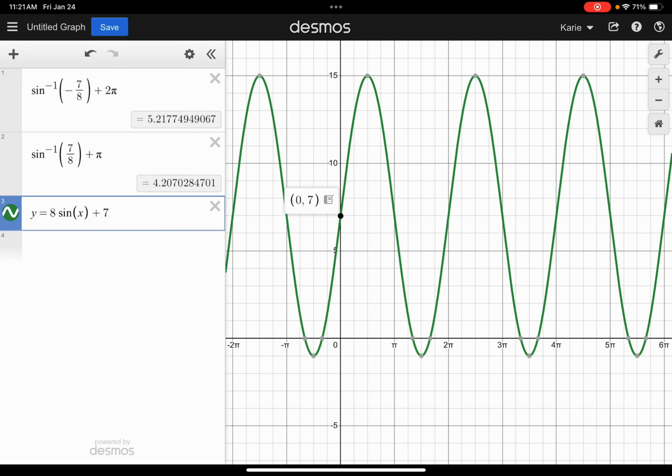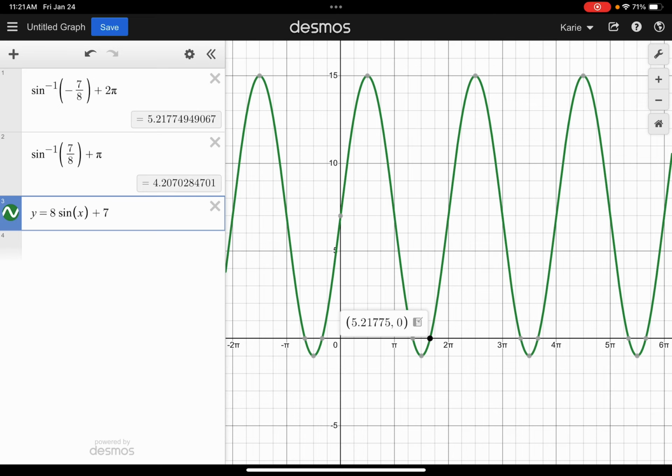So here I see we're at 0, 7, so our midline is there at 7. What I want to look at, we went as high as 15 and as low as -1, which I knew. We want to see what these zeros are. So I'm going to predict that this first 0 is equal to 4.207, whatever. Let's see. Hallelujah. Okay, sure enough. Now let's look at the other one. It should be that first answer, and it's 5.2177749, whatever.